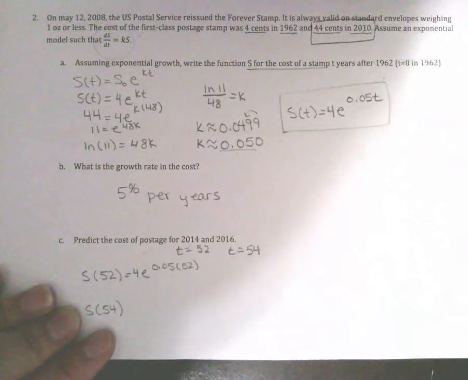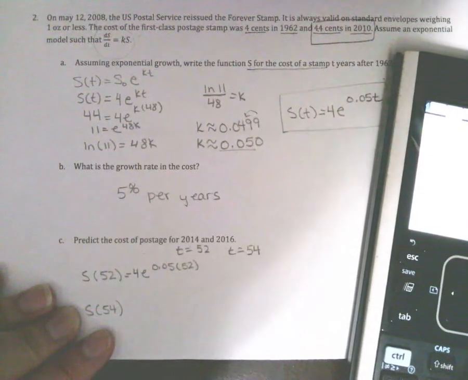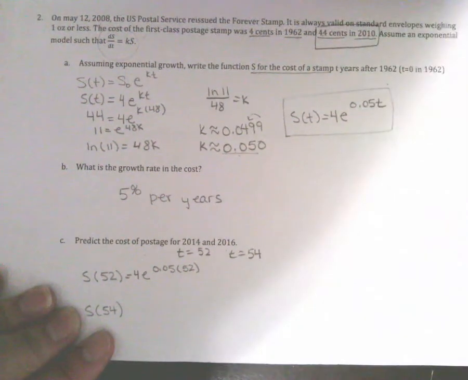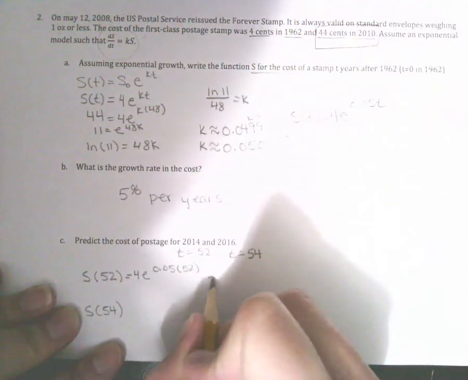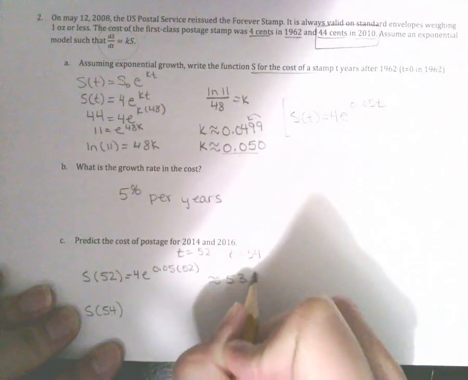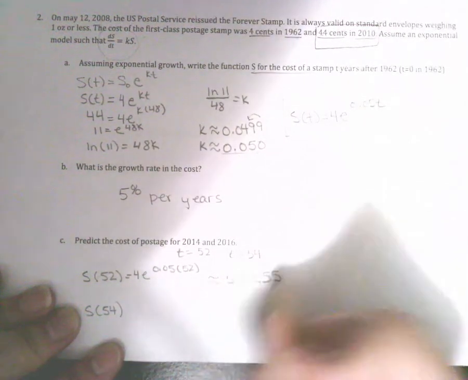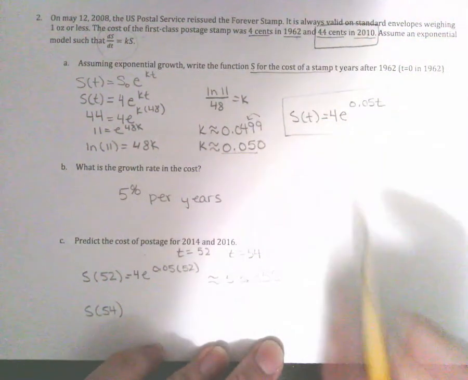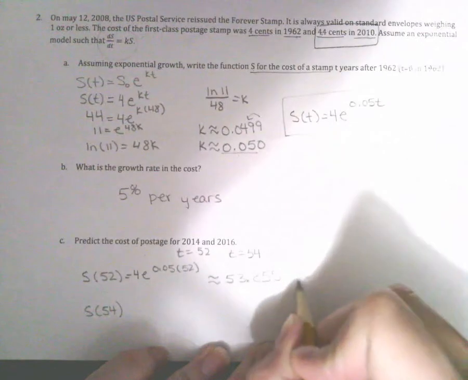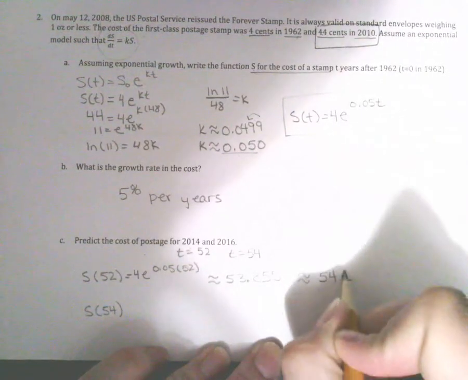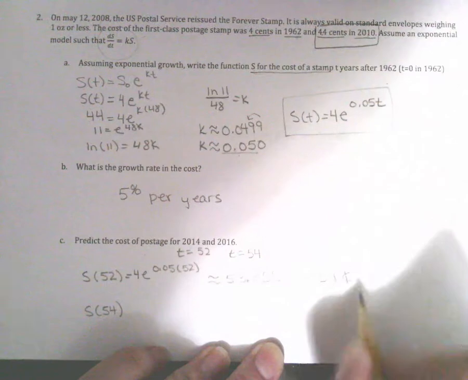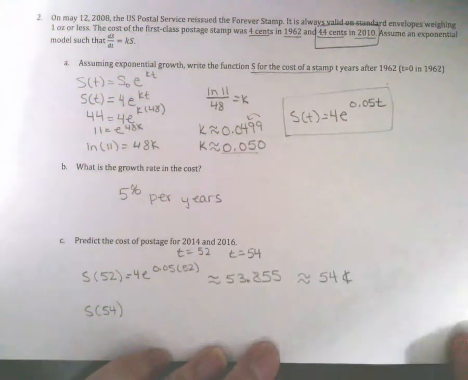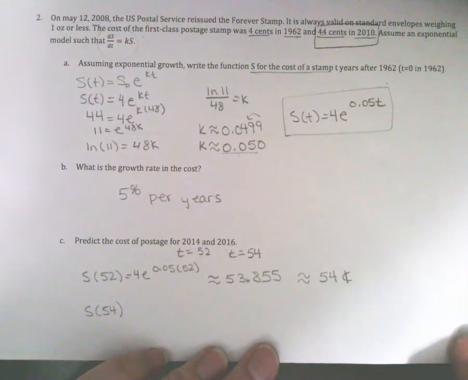Okay, so if you plug that in the calculator, you're going to get 53.855. So because we're talking about the cost of something, I think it makes sense to say this is going to be about 54 cents. I'm choosing to round up because this is an 8. But if you round down, that's fine. It's in between 53 and 54 cents.